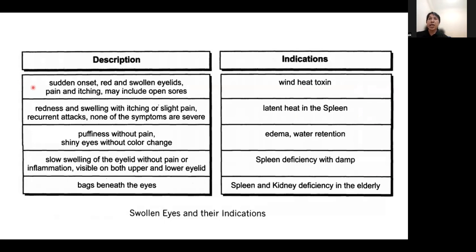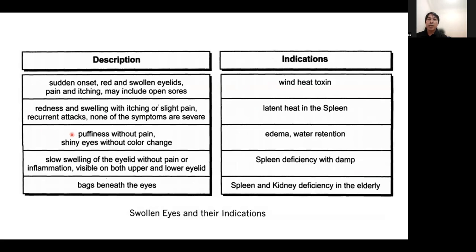Swollen eyes and their indication: sudden onset red and swollen eyelids, pain and itching, may include open sores. It is an indication of wind heat toxin. If redness and swelling with itching or slight pain, recurrent attacks, none of the symptoms severe, it is an indication of latent heat in the spleen.